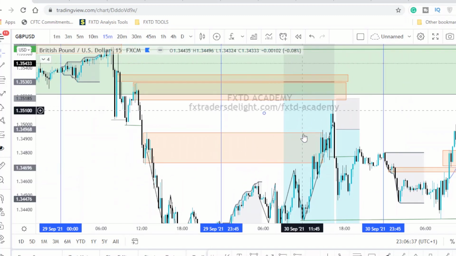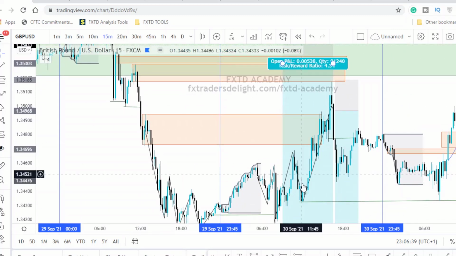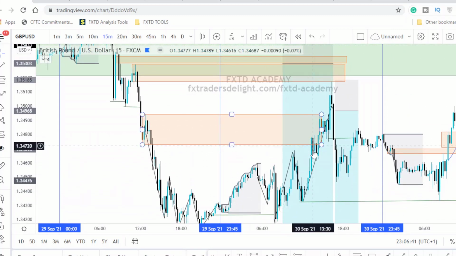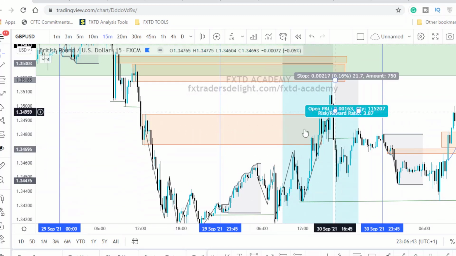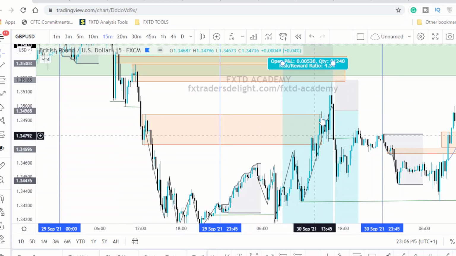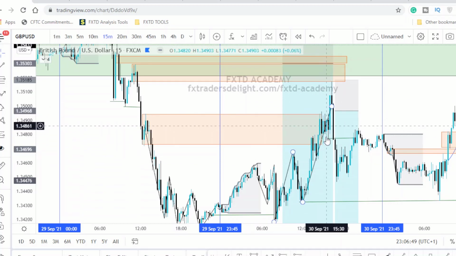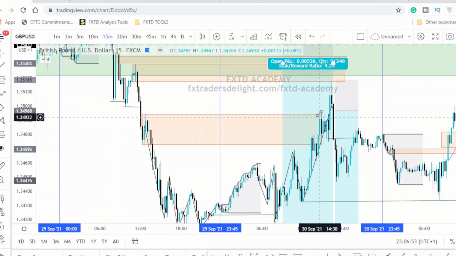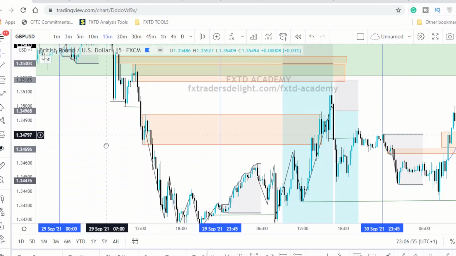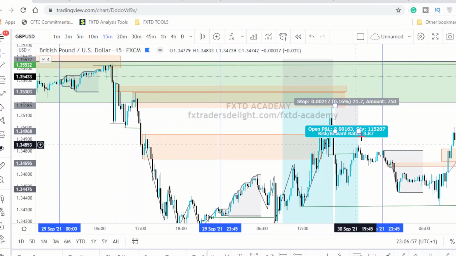But what happened to price here? As price rallied up, the momentum was very high. Price actually stayed for about 1 hour 30 minutes, then went up and tapped into this. Okay, why did I put this here?